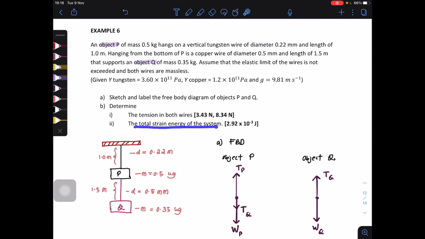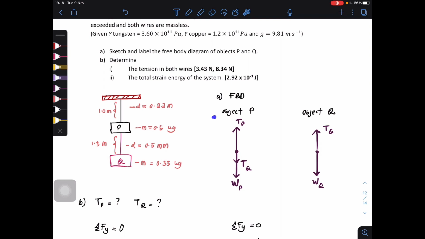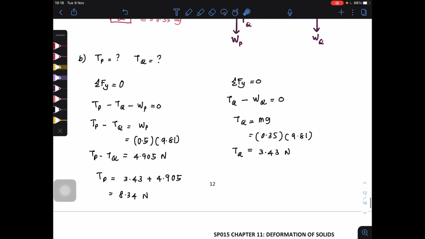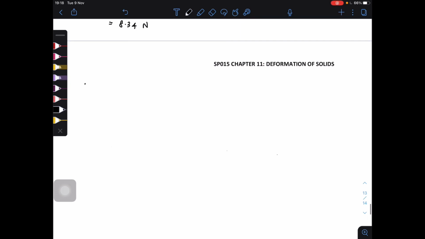Determine the total strain energy of the system. So kita kena cari dahulu energy untuk object P dan energy untuk object Q, and then kita tambahlah because we want the total energy. Okay, so here we want to find the total energy, di mana total energy adalah energy Q tambah dengan energy P. So energy Q adalah sama dengan 1/2 Fe, and then energy P juga sama dengan 1/2 Fe.